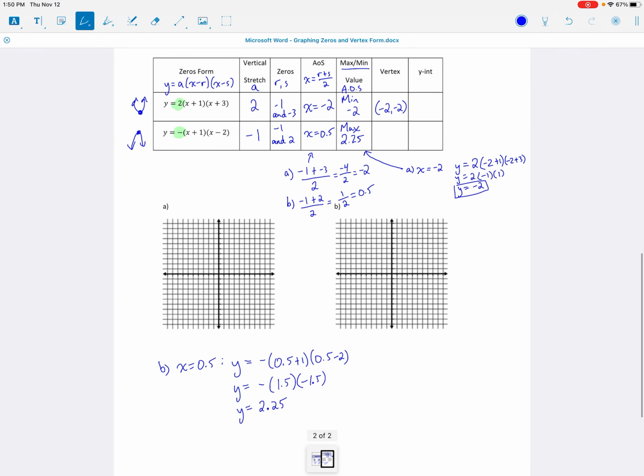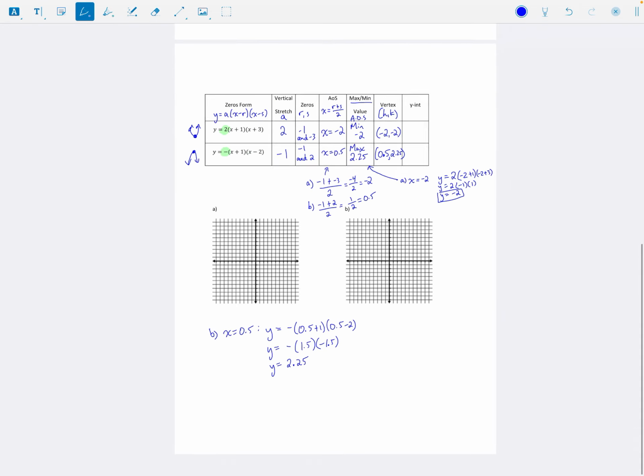The vertex, again, is just our h and our k value. So our h value is right here. It's the axis of symmetry, it's 0.5. And the k value is what happens right here in the maximum value, just like before. So it's 2.25.